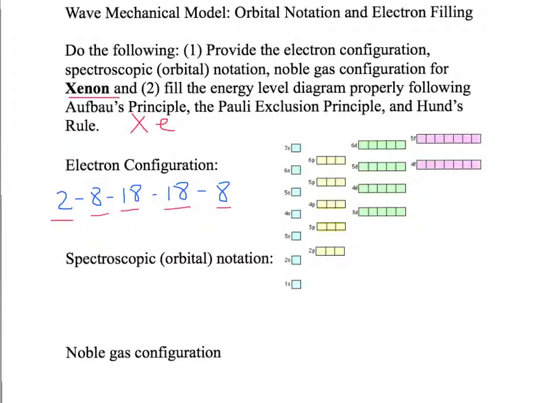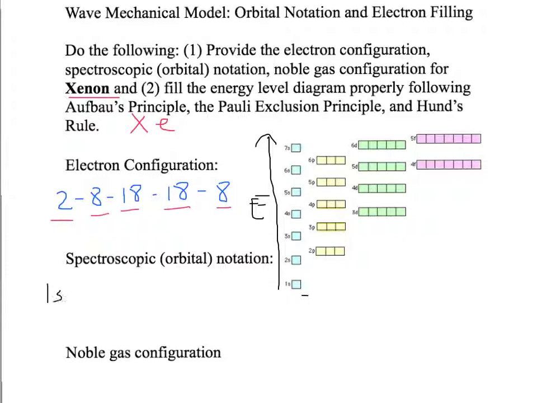Then we're going to write the spectroscopic notation. Now, the only difference between the spectroscopic notation and the electron configuration notation is that we're subdividing these major energy levels into sublevels now. So we'll start from the bottom of this diagram, and you can use the diagram on the right, which goes from lowest energy on the bottom to highest energy on the top. And we start at the lowest energy, which is 1s.